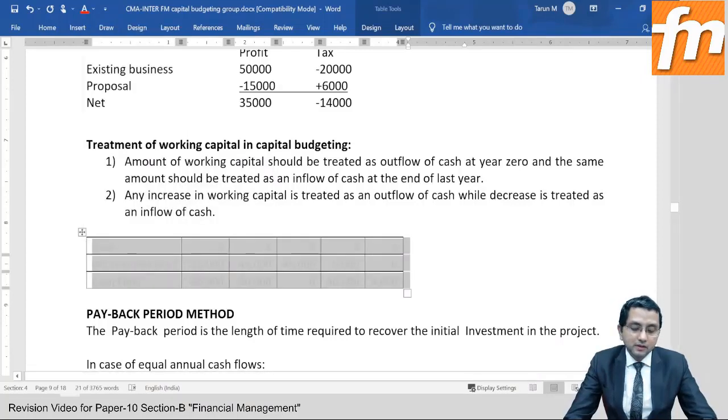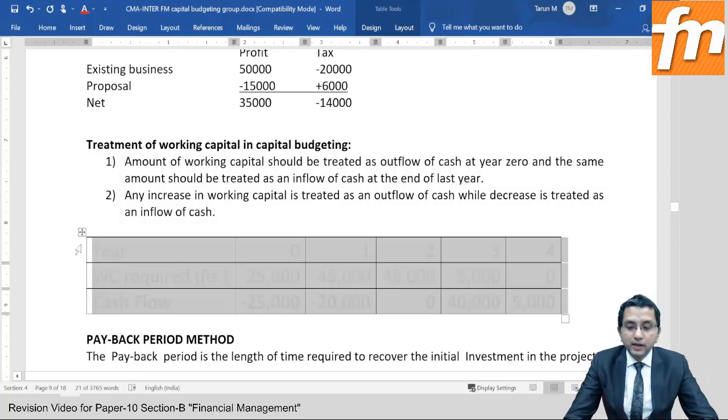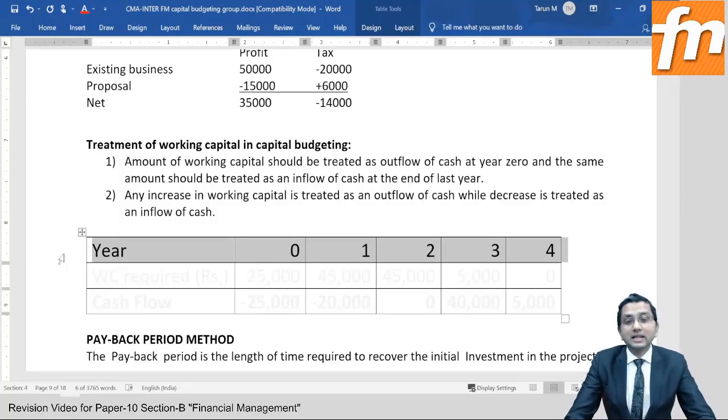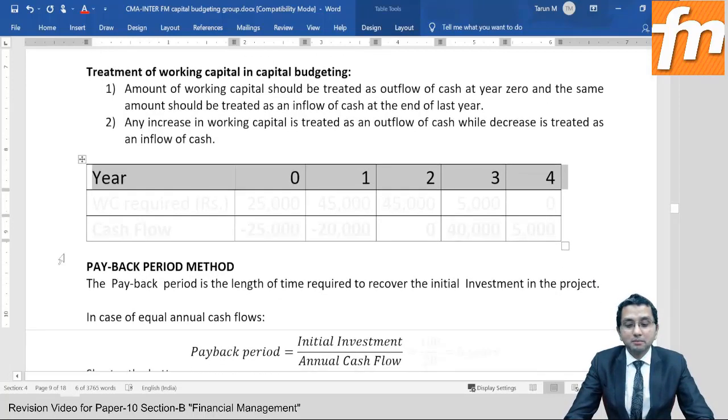Okay. So look here, there is one quick example. Here 0, 1, 2, 3, 4. What is 0 year? It is the point of time where you are taking the decision. There is nothing like 0 year in this question. It's simply the starting point.